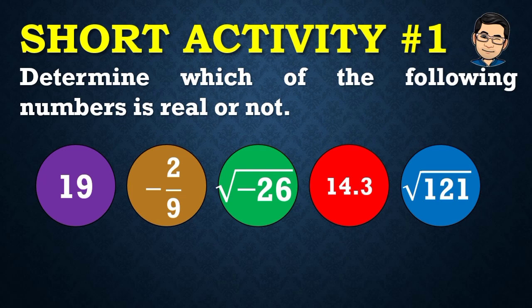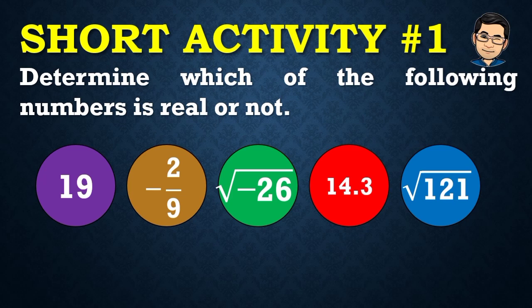When we say rational, rational numbers are numbers that can be expressed in the form of a over b, like fractions. What about irrational numbers? Irrational numbers are numbers that may be expressed by an infinite decimal representation. So among these given numbers, which of the following is a real number?